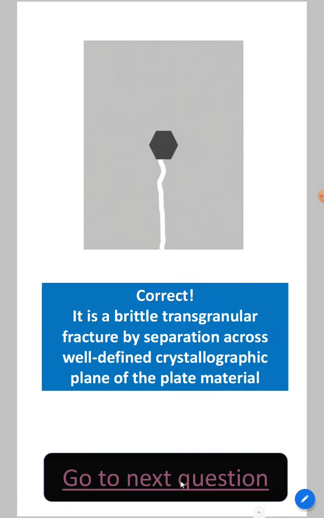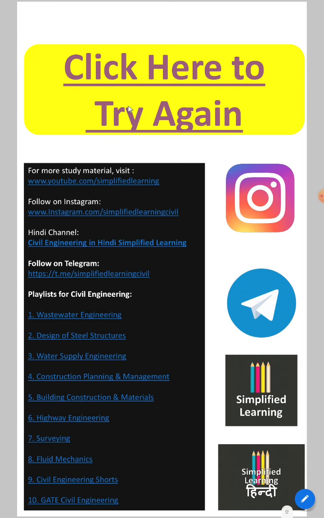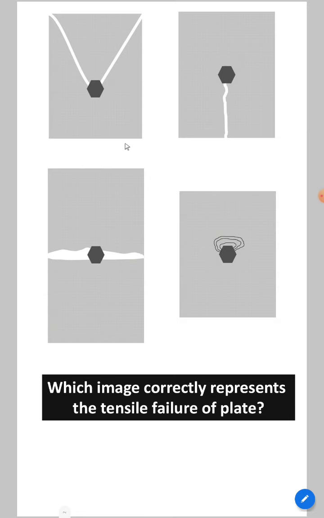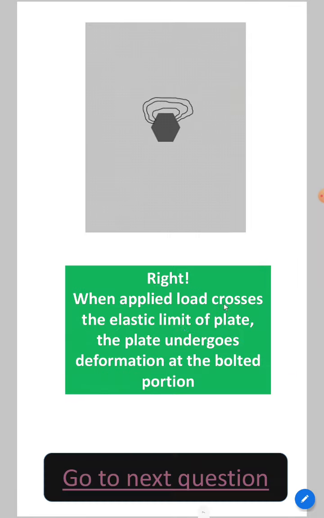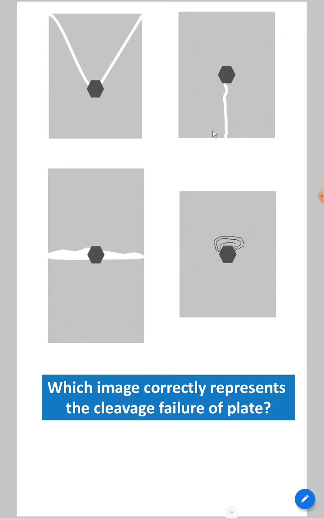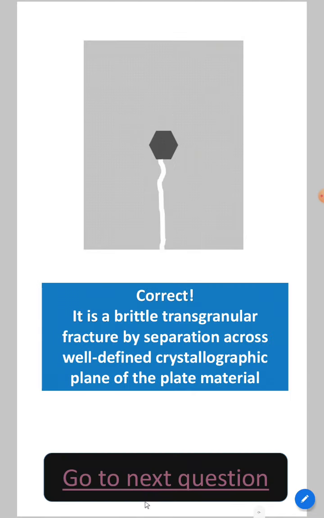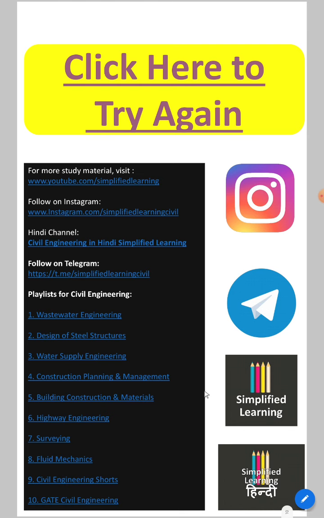Let's go to the next question. See, if you want to revise, if you want to go through the PDF once more, you can click here to try again. You will go to question number 1. Then tensile failure, this one, then next question, then shearing failure, this one, next question, then bearing failure, this one, next, then the last was cleavage failure. All right, you will be able to go through the PDF again.